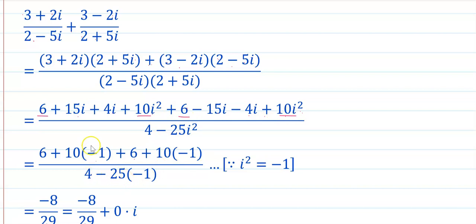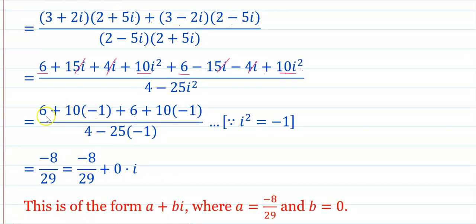And what about the imaginary part? Plus 15I minus 15I get cancelled. Plus 4I minus 4I get cancelled. All the imaginary part gets cancelled and hence we have the real part only. 6 plus 10 into minus 1, plus 6 plus 10 into minus 1. Okay. And overall what you are getting? See this here.